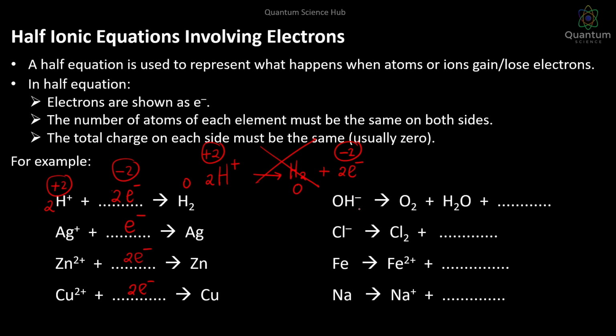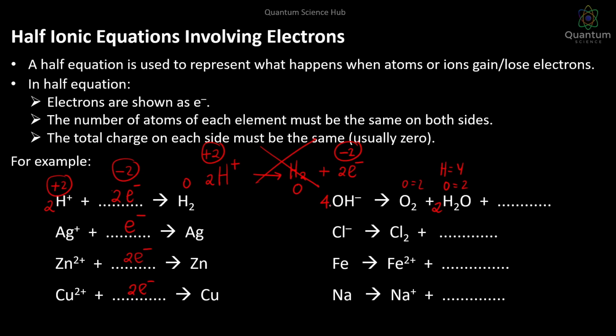Next, OH negative becomes O2 plus H2O. So in this case, you have to balance the chemical equation first. So I will put 4 in front of OH negative, and I will put 2 in front of H2O. So how many hydrogen in here? 4. And oxygen here is 2. Oxygen here is also 2. So altogether will add up to 4. And at the left side, oxygen is also 4.